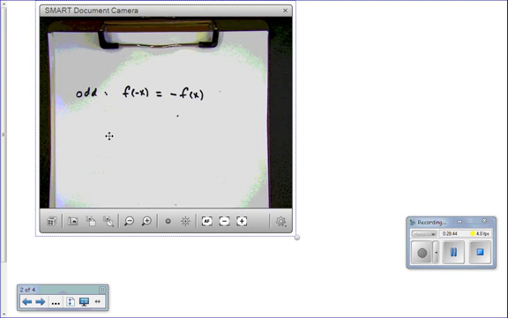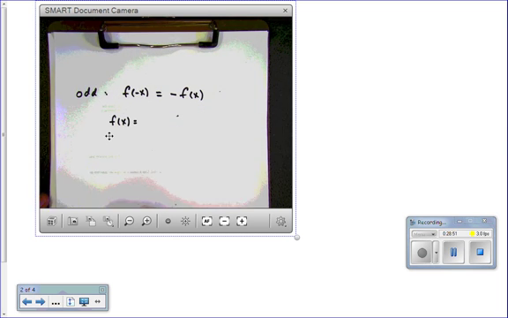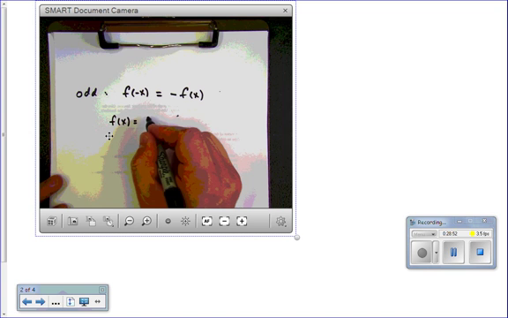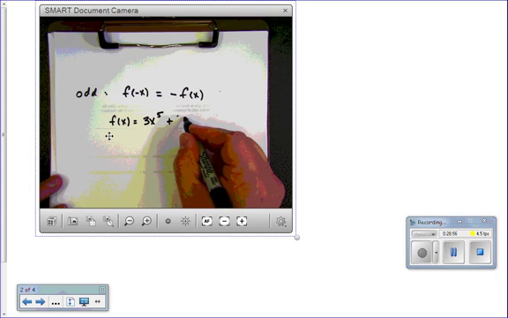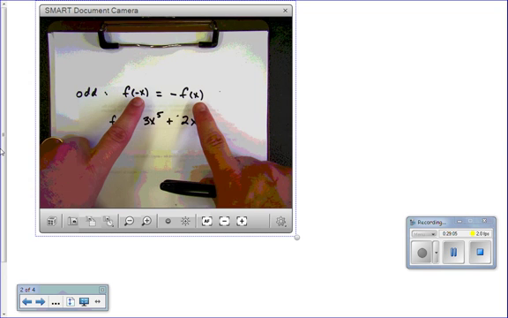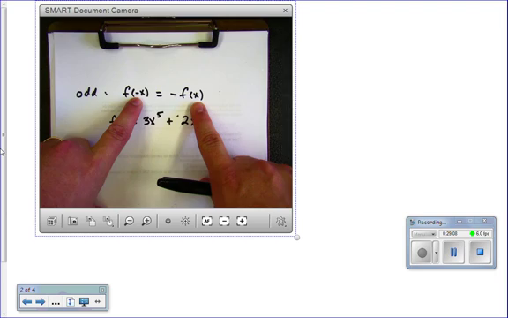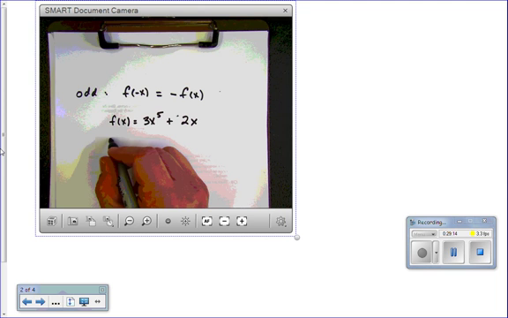All right, so just go with me, okay? Let's look at an example. Let's say that we're given a function, and the function's like 3x to the 5th plus 2x. Now, first, let's do this. What we need to show that it's odd is to show that this is true, that f of negative x is equal to the opposite of f of x. So let's find out, what would f of negative x be?